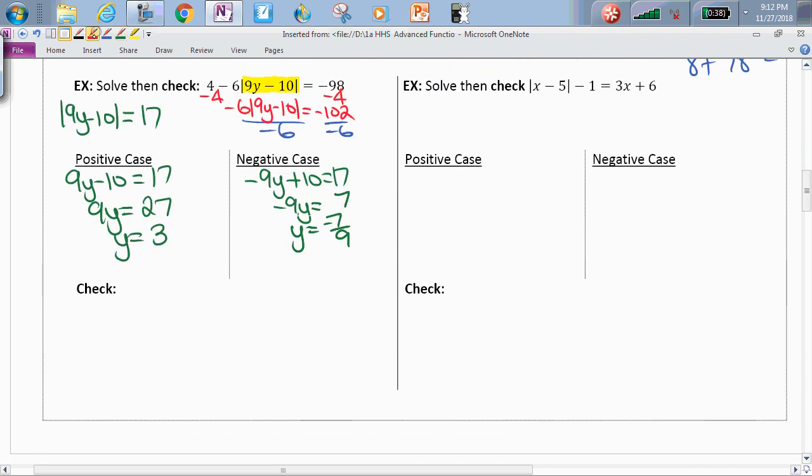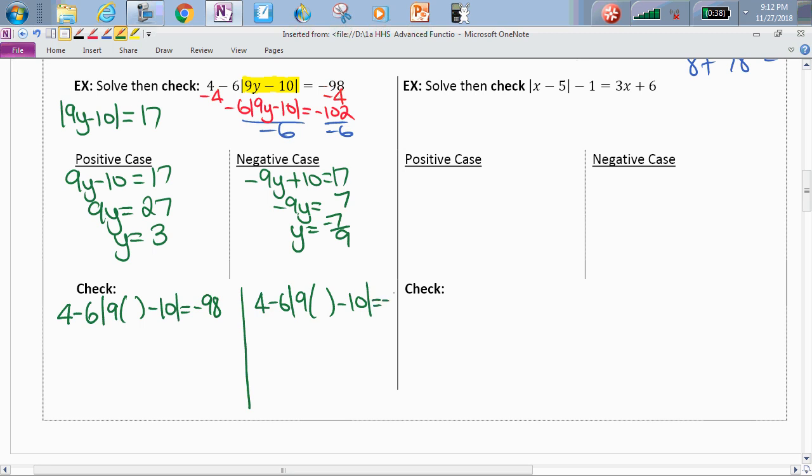And then checking this, we'll put it back into the original. 4 minus 6 times the absolute value of 9 times whatever our potential answer is, minus 10, hopefully equals negative 98. And your other one is going to be 4 minus 6 times the absolute value of 9 times what we think our potential answer is, minus 10, hopefully equals negative 98. And we're going to test 3, and we're going to test negative 7/9.